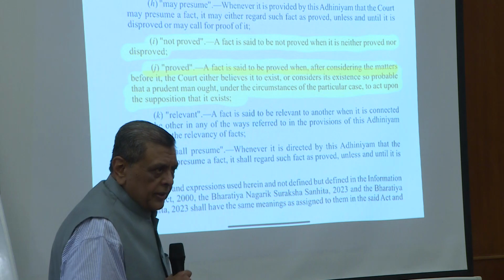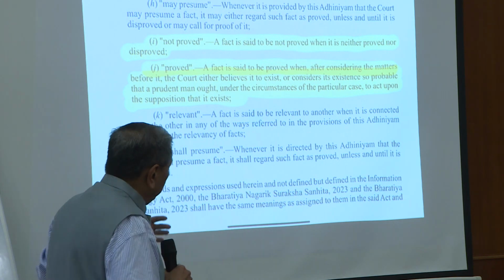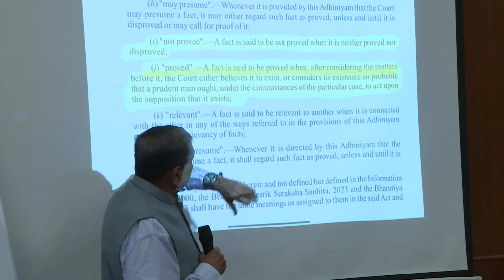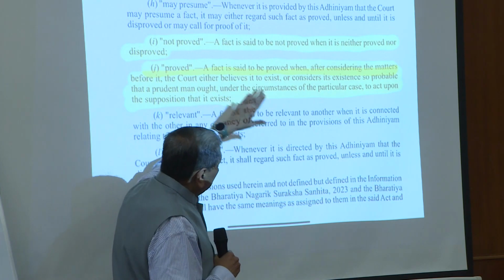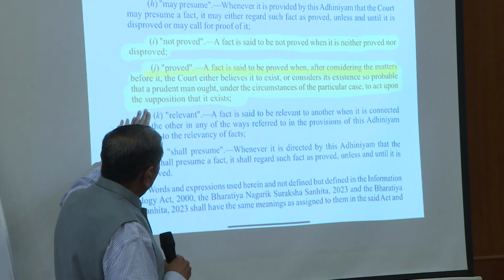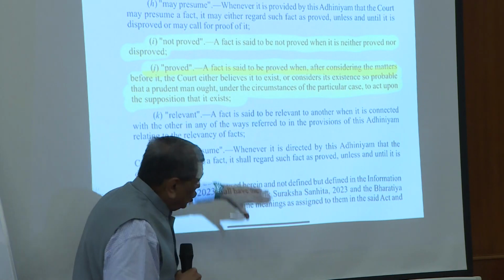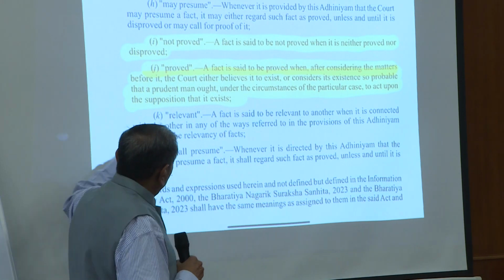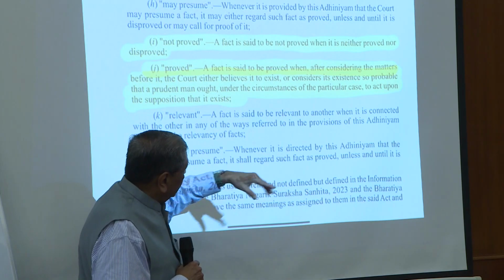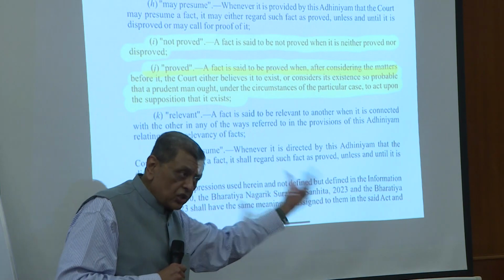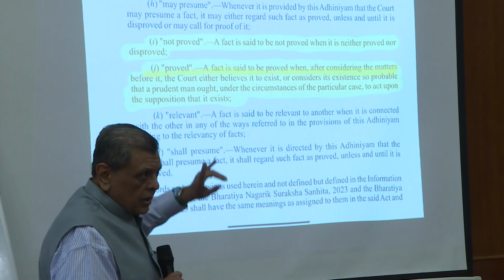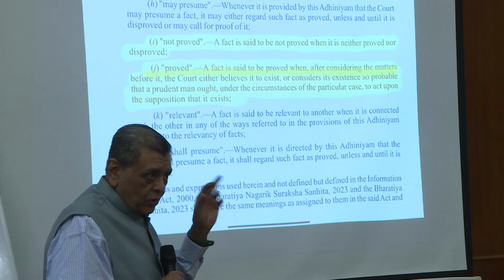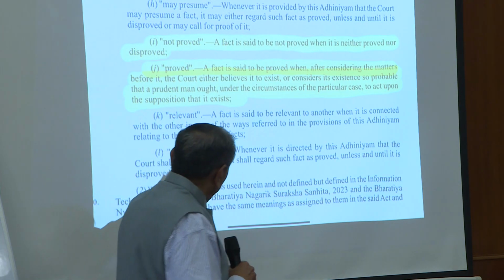Don't ask me why. It was there in the original act and it was there for a reason, because disproved is the exact mirror image of this in the old act, and it says you might as well know it. A fact is said to be disproved when, after considering the matters before it, the court believes it not to exist or considers its existence so improbable that a prudent man ought, under the circumstances of a particular case, act upon the supposition that it does not exist. And not proved is that grey area in between, which we're going to discuss in a minute. So now let's stick with proved.